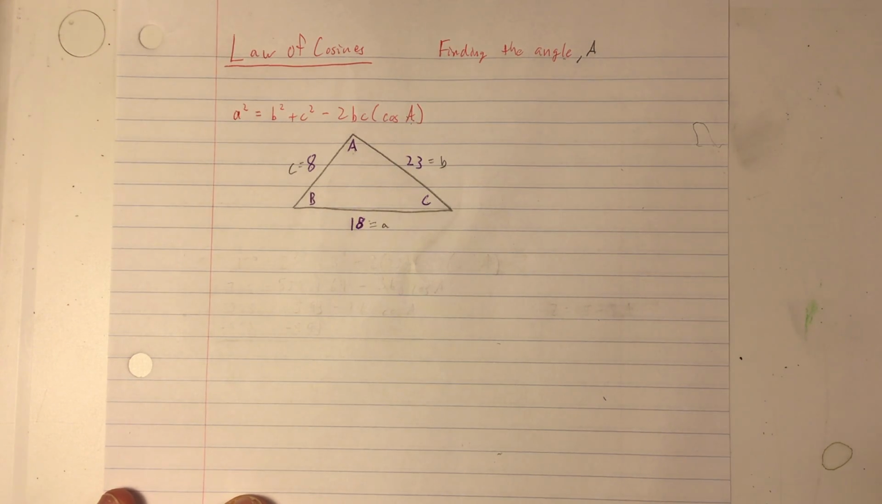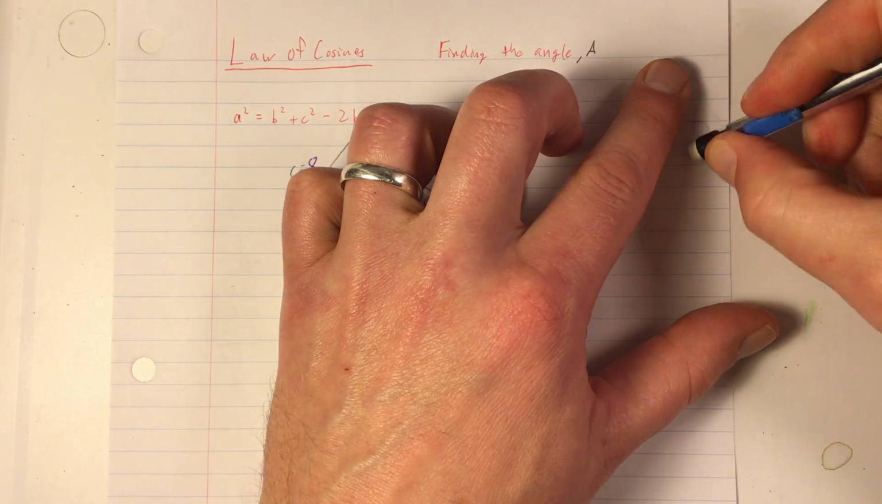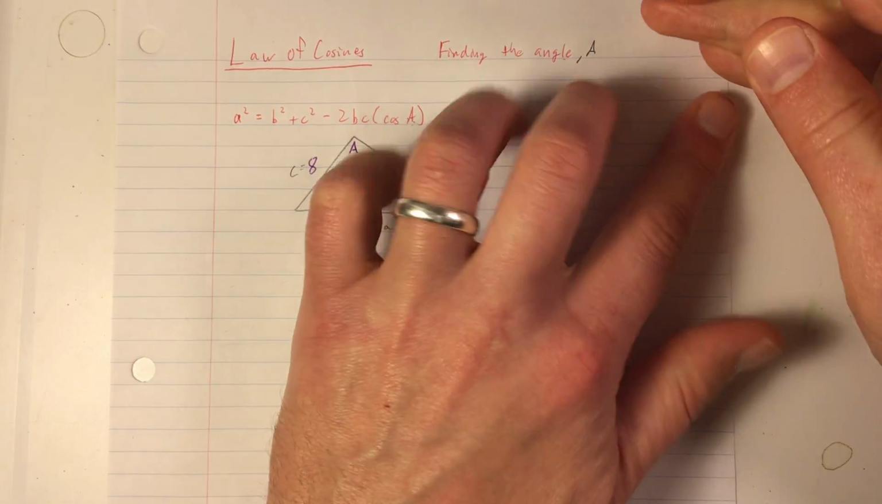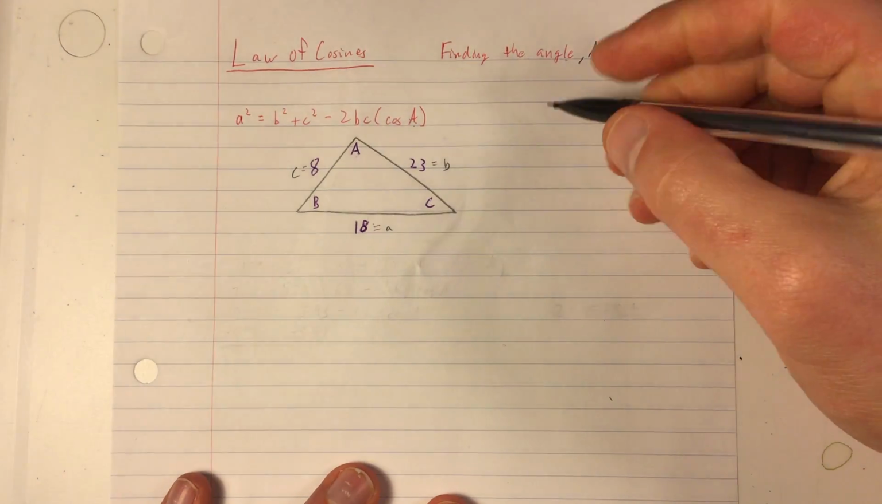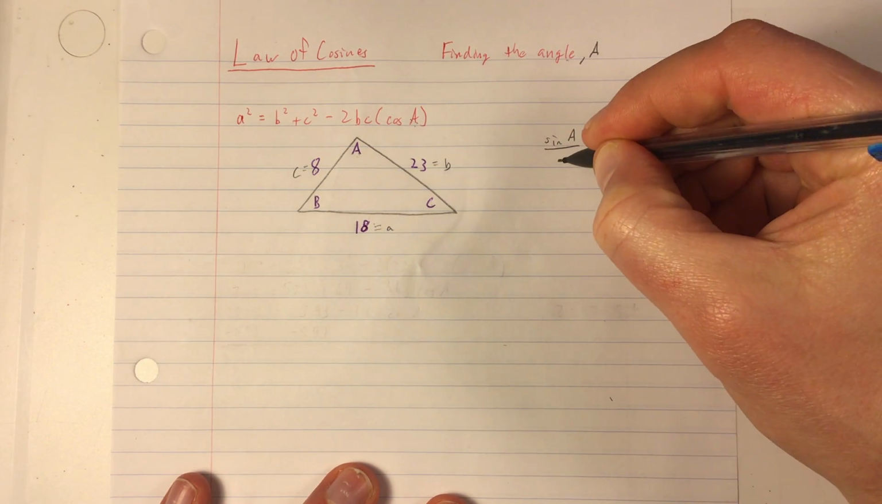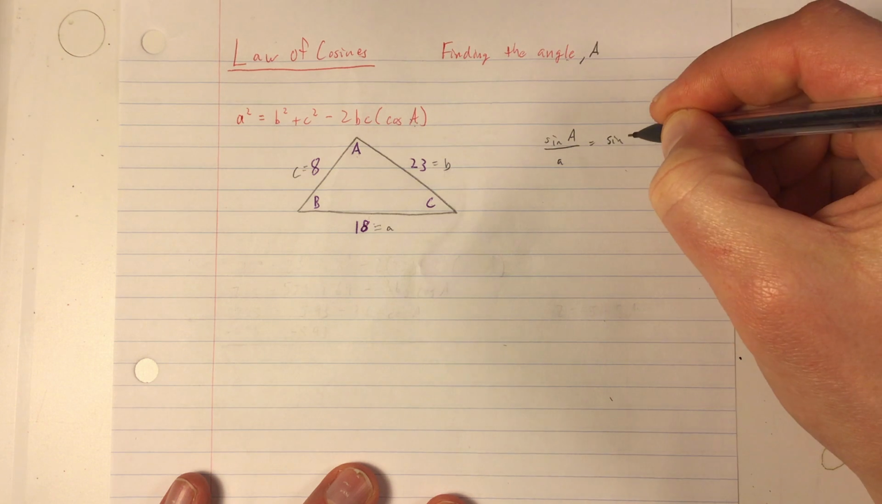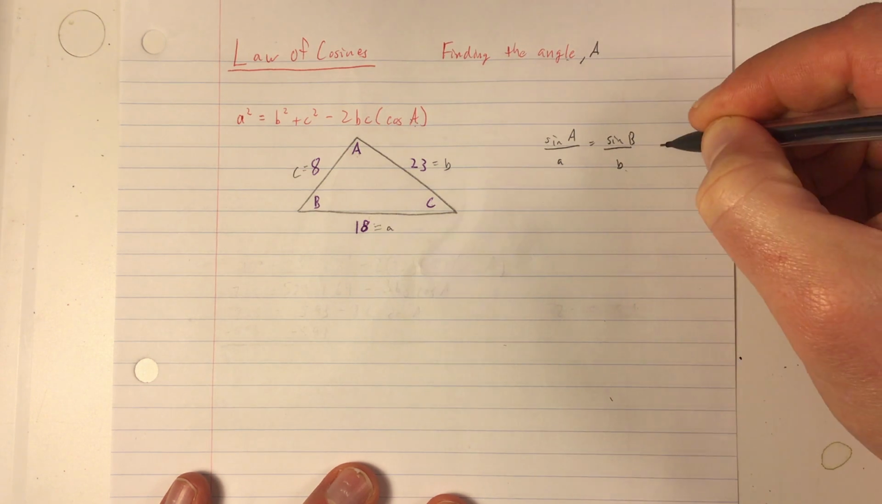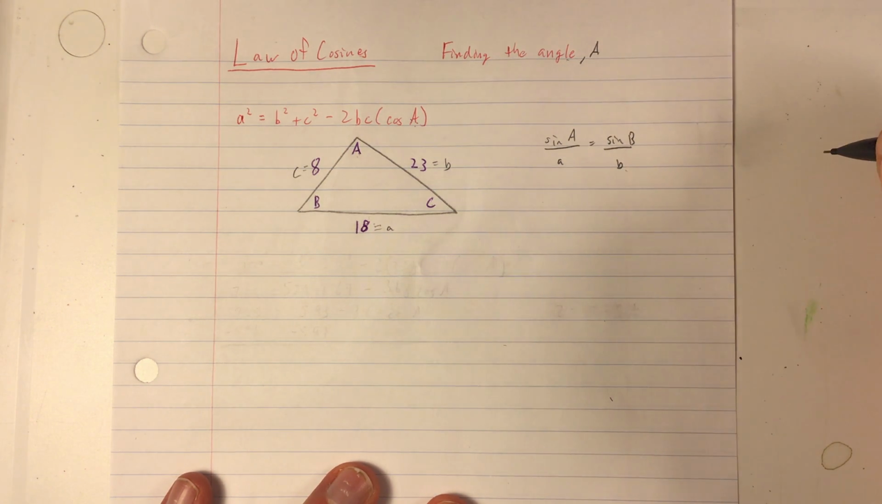Okay, law of cosines. How to use the law of cosines. Sometimes the law of sines does not work. So we know law of sines is sine of angle A over side A, sine of angle B over side B, equals sine of angle C over side C.